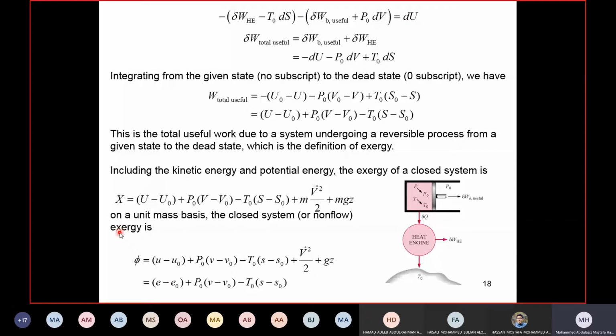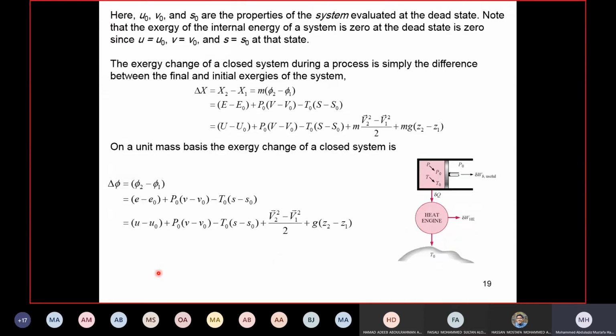So this is the equation for, remember, a system. You do not see any mass flow in or mass flow out. So this is for the system. Now, if we have motion from one state to another, phi here, as we mentioned, presents the exergy at a certain state. Now suppose that this expands to another state, but not to the dead state. So now we say delta phi is phi 2 minus phi 1, which is exergy at state 2 minus exergy at state 1.